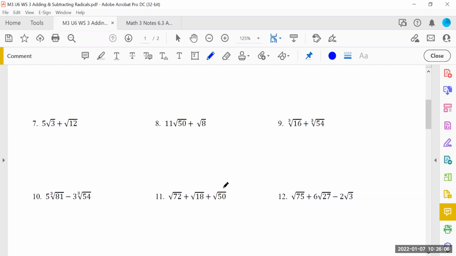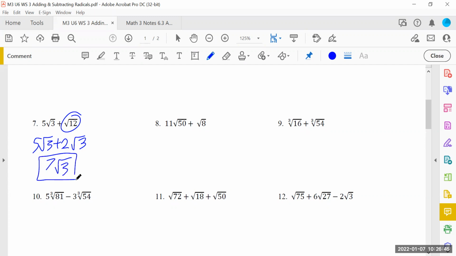All right, so number 7. First, I need to see if anything reduces. Saul, did you have anything that reduces for number 7? Yeah, I got the 12 as 2 root 3. Yep, 2 root 3, because again, 12 is 2 times 2 times 3. Take the 2s out. Got 5 root 3 at the beginning, plus 2 root 3. So then my final answer. Dom, what's the final answer there? 7 root 3. Perfect.